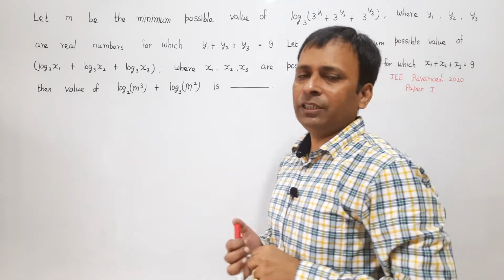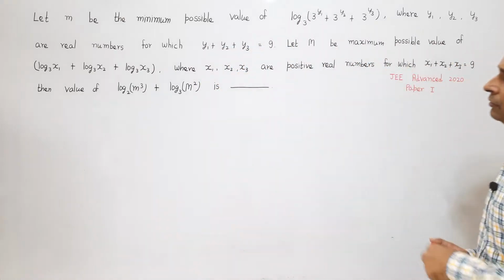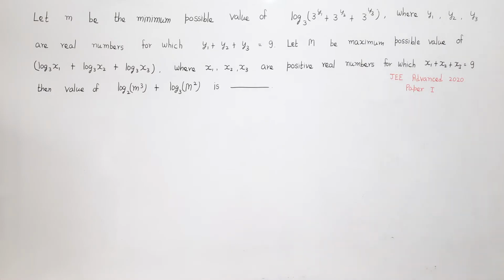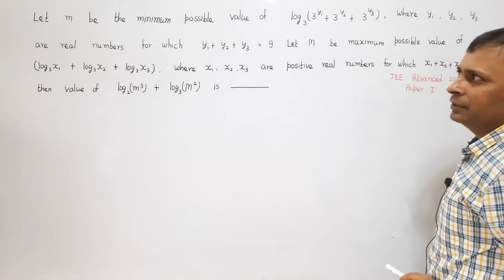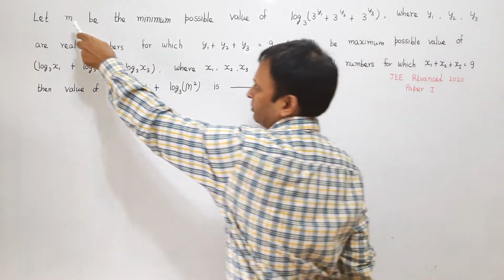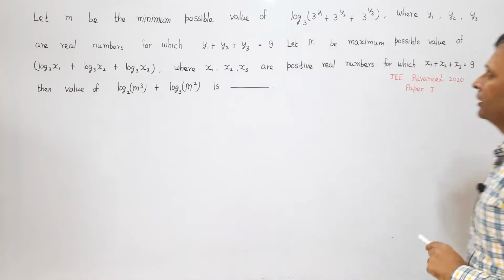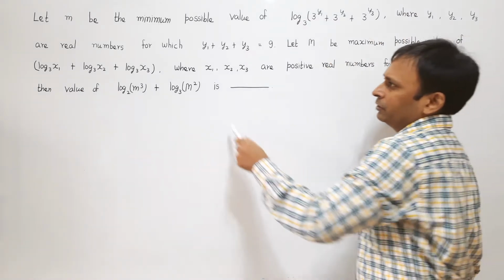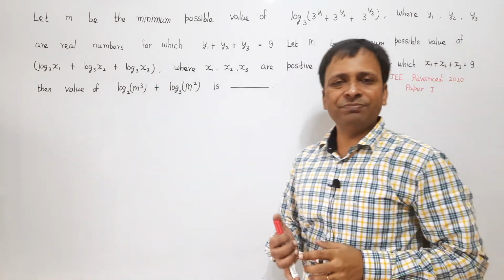So what does this mean in this question? They have given us two expressions, one is this one and another is this one, and the minimum value of this expression is small m and the maximum value of this expression is capital M, and what we need is to find out this expression which is in terms of small m and capital M.